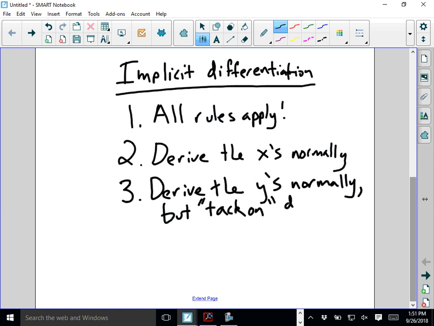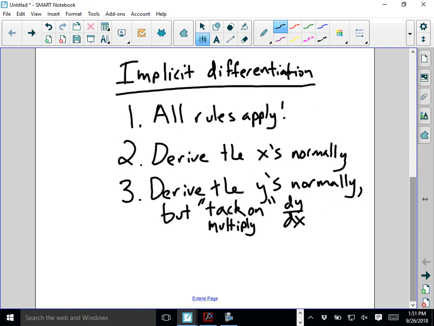When we come across the y's, we want to also derive the y's normally. But then we tack on dy/dx. By tack on, I mean multiply by dy/dx. So if I want to do the derivative of y squared, that would be 2y, but I have to multiply on dy/dx. Think of it like the chain rule where we chain something on. We're chaining in the derivative of y with respect to x.